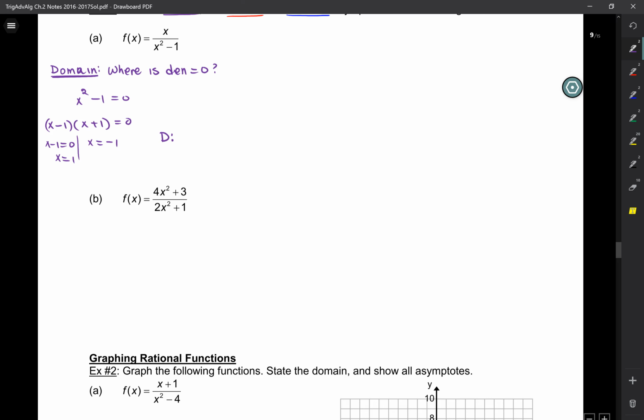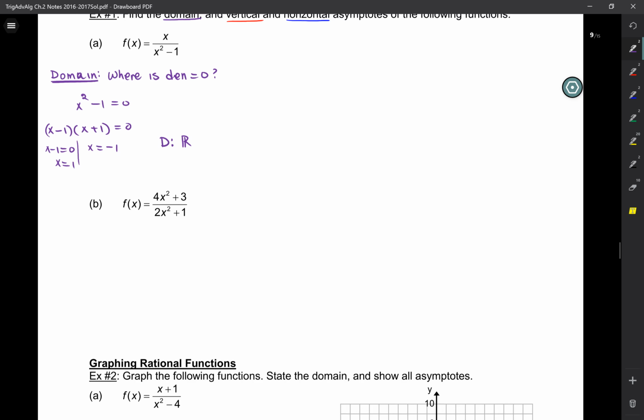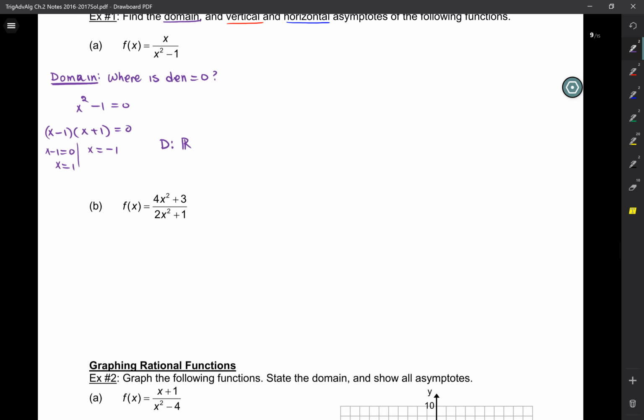You could either say, huh? Have you guys seen this before? No? Have you seen this before? My eraser doesn't work. Yes? Okay, so that means all the real numbers in the world minus which ones don't work? 1 and negative 1. Okay, so that's the domain.